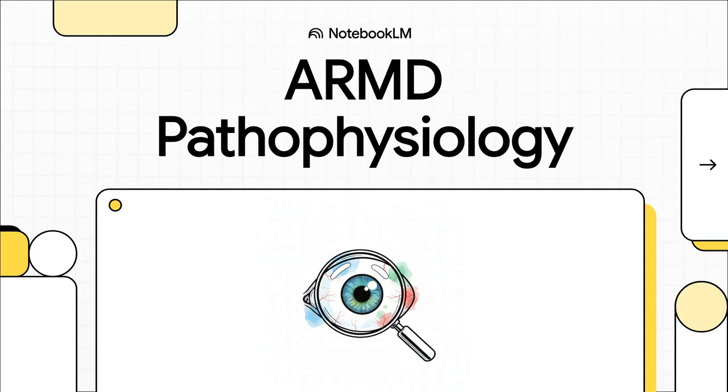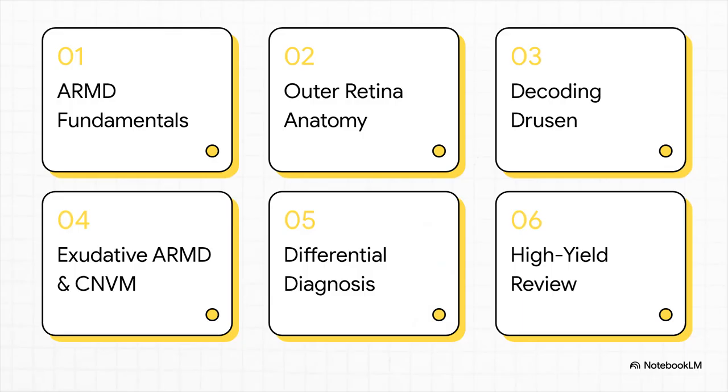So think of this as your clinical detective's training. We're going to build your knowledge completely from the ground up. We'll start with normal cellular anatomy, progress into structural dysfunction, and ultimately culminate in absolute board-level mastery of the pathology. Let's get into it. Here is our roadmap for today. We're going to hit AMD fundamentals, outer retina anatomy, decoding drusen, exudative AMD, the differential diagnosis, and then wrap it all up with a high-yield OCAP review.